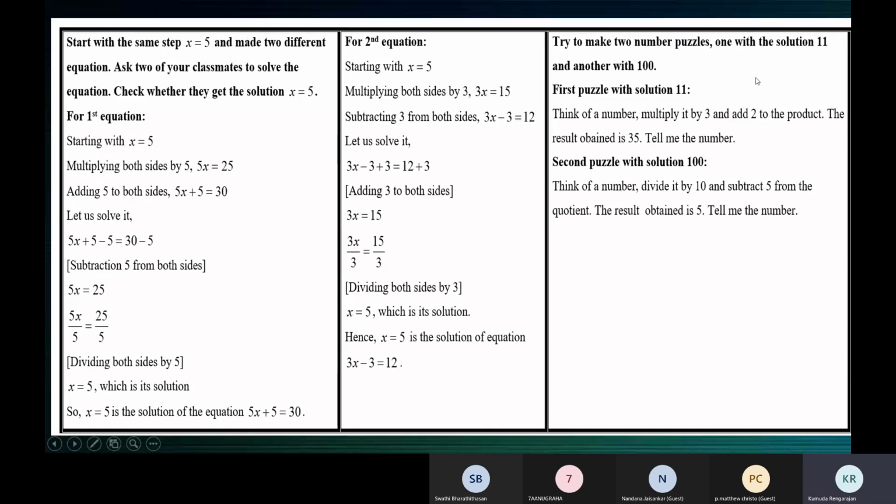You know the answer is 11. See, you can say something else also. So now you can say multiply or think of a number. That number is 11. So think of a number. That number is 11. Now you can say multiply it by 5. So you will get 55. Keep 55 in your mind. Now you can say subtract 5 from it. So 55 minus 5 is 50. The result obtained is 50. Tell me the number.